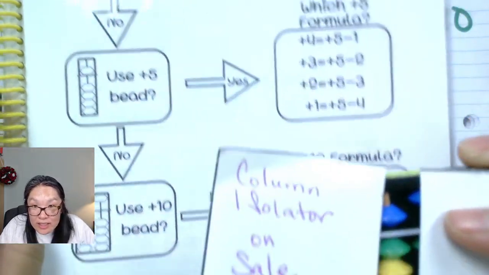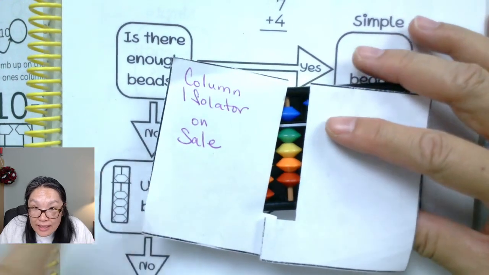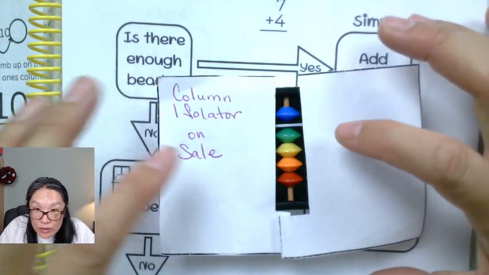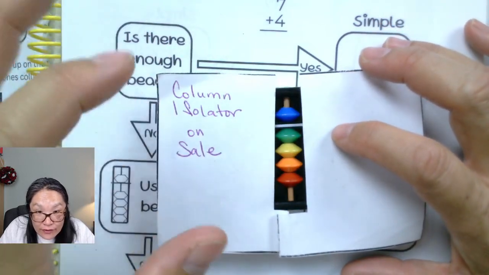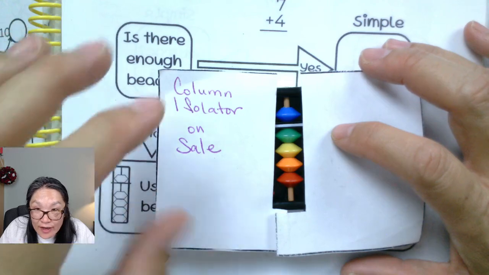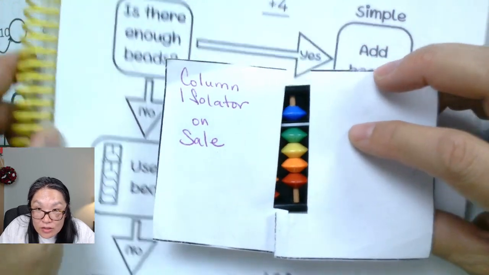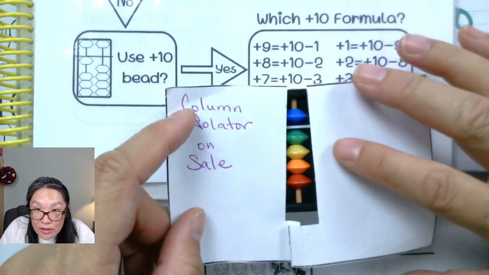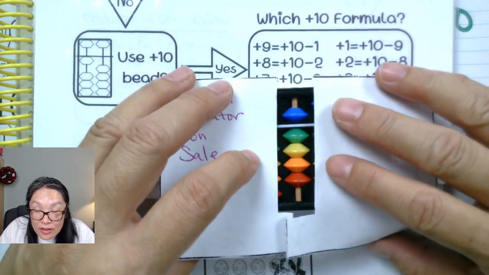I've got to start from the top again. Can I add the 1? No. Can I add the 5? No, I cannot add the 5. So then what do I do here? I now have to go here, use the 10. How do you add the 10?